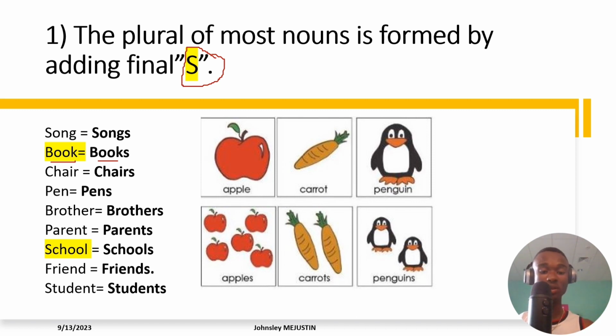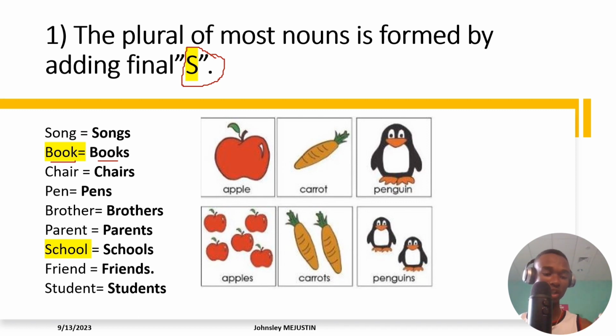So this is an apple. We say apple, but here we have more than one apple. We put that s. We say apples. So this is a carrot, and here we have more than one carrot. We say carrots. So this is a penguin. We have more than one penguin. We say penguins. You see? It's very easy.